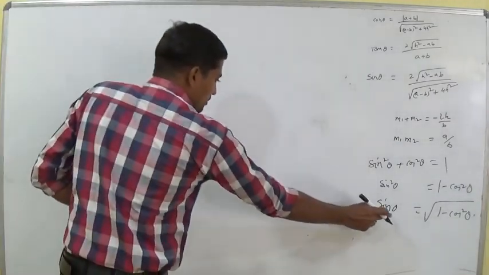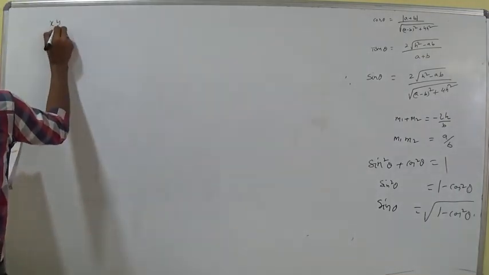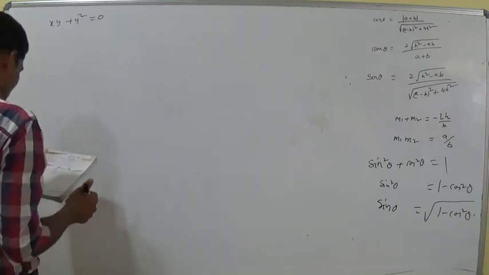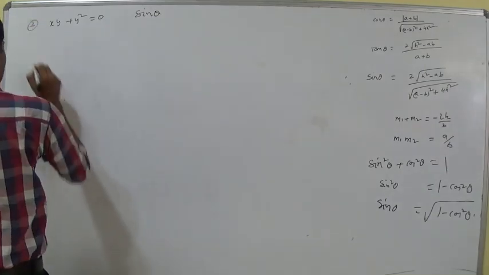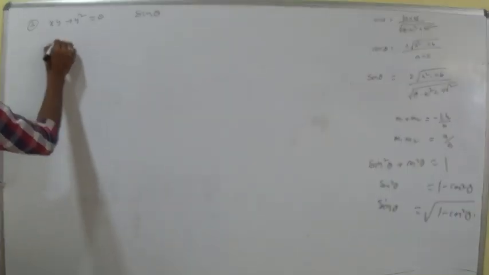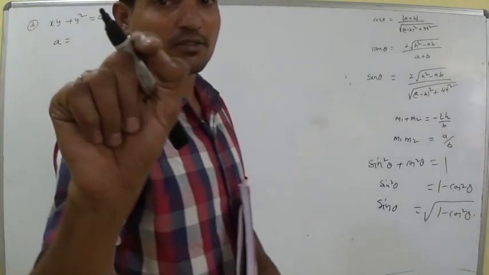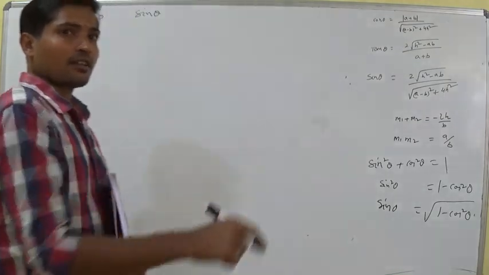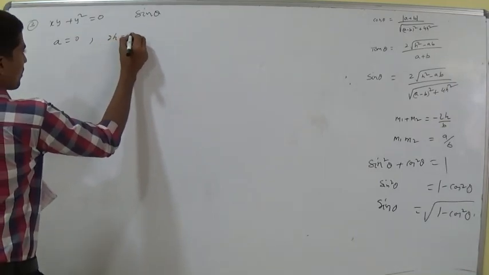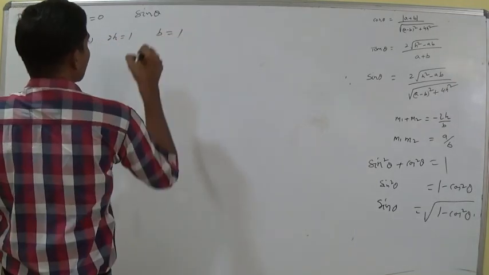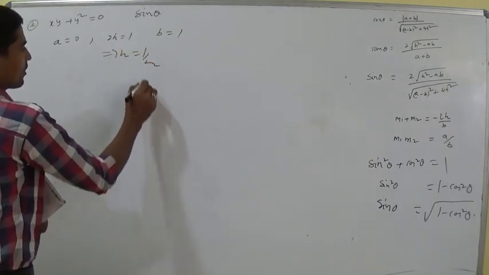Let us use this formula to solve this problem, which is xy plus y square is equal to 0. I want to find the value of sin theta. This is the third problem in this. I have to rewrite the values of a. A is ax square plus 2hxy plus by square is equal to 0. Here a is not there, so a equal to 0 and 2h is equal to 1 and b is equal to 1. So h is equal to half.